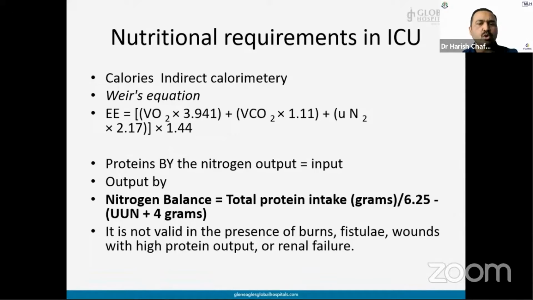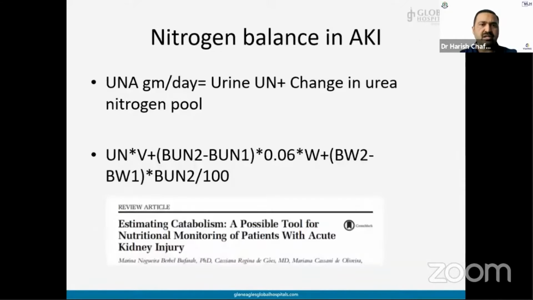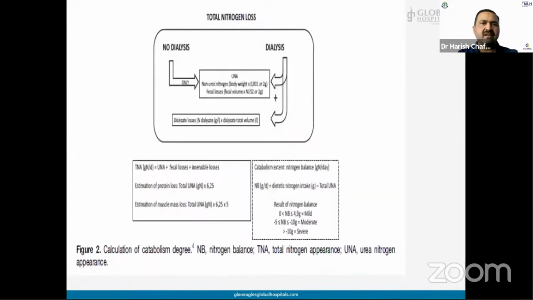Nitrogen balance is equal to total protein intake in grams divided by 6.25, minus urinary nitrogen plus 4 grams. It is not valid in the presence of burns, fistula, or wounds with high protein output, as well as for renal failure, so we need to correct for these. Nitrogen balance in AKI is urinary urea nitrogen plus change in urea nitrogen pool. This is the formula that gives you estimated catabolism, a possible tool for nutrition monitoring of patients with acute kidney injury. So nitrogen balance is definitely essential whenever monitoring as well as prescribing anything. We know the total nitrogen loss without dialysis and with dialysis. Non-urea nitrogen is body weight times 0.031 or 2 grams.